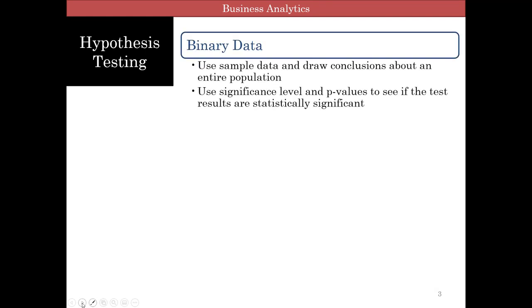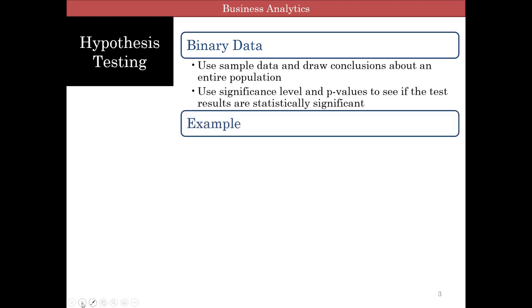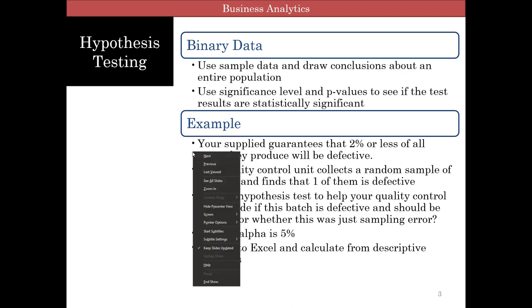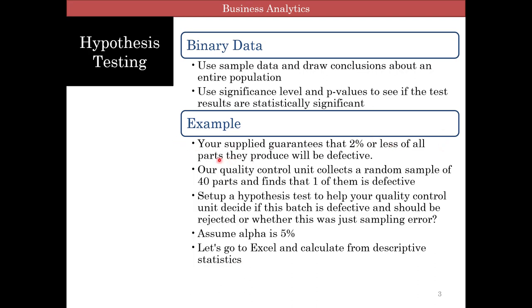We're going to look at binary data. Let's take an example. Say your supplier guarantees that 2% or less of all parts they produce will be defective. So essentially what you're looking at here is 2% of all the parts. Is it defective or not? Yes or no, that's binary data.